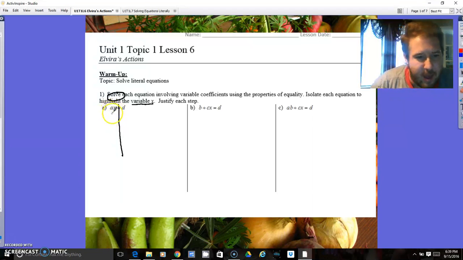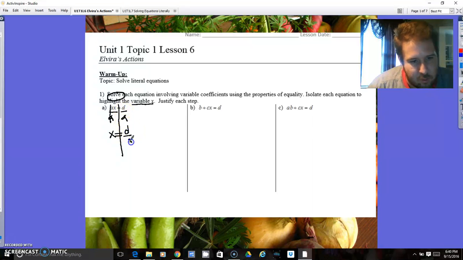X is right here. X is being multiplied by a. I'm going to do the opposite operation, which is division. I'm going to use the division property of equality, because anything divided by itself is 1, just like I've done in other multiple videos. That's going to leave us with x equals d divided by a. That is the answer. It's just a one-step equation. X equals d divided by a.